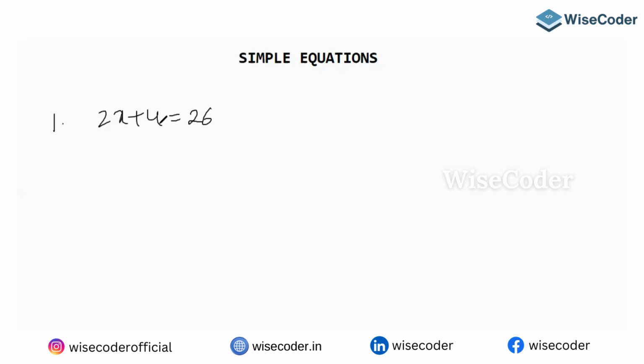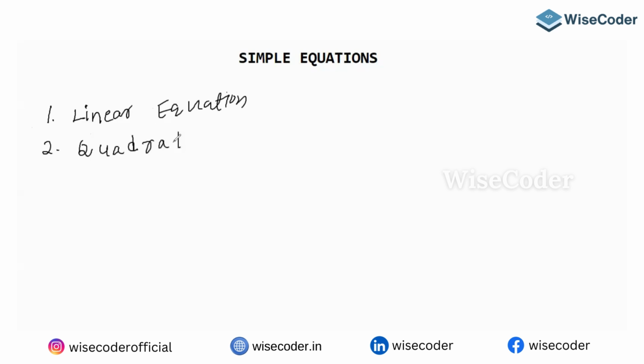Later on, we'll look at equations of second degree. Second degree means quadratic equations. So there are generally two types of equations. The first one is linear equations, and the second one is quadratic equations. But the topic here is simple equations.